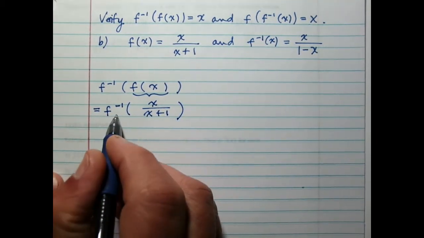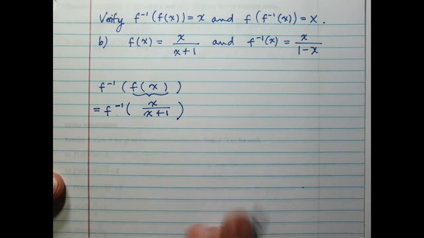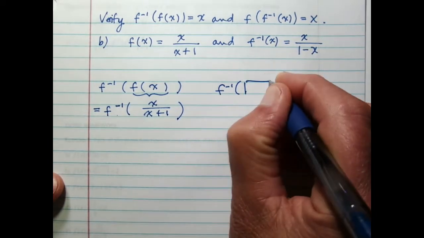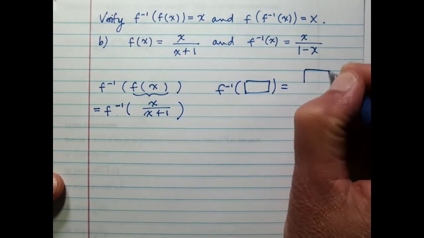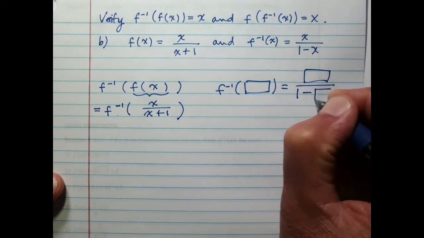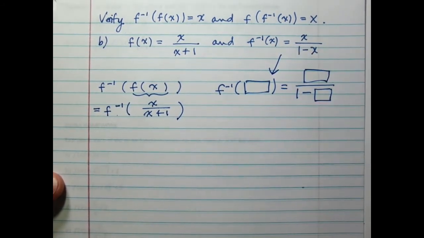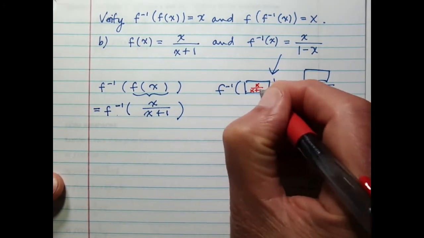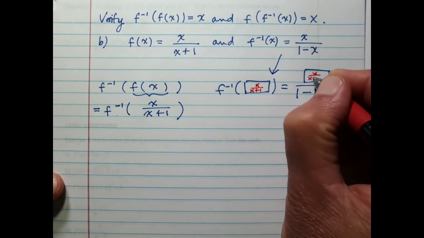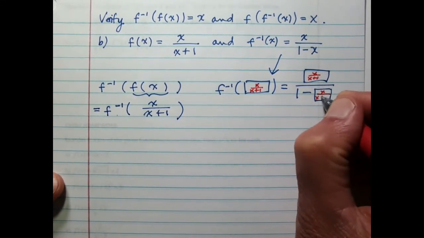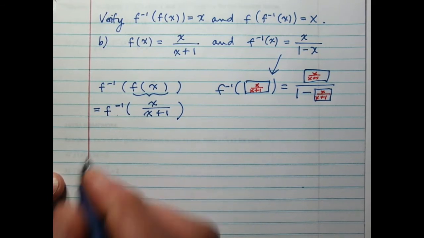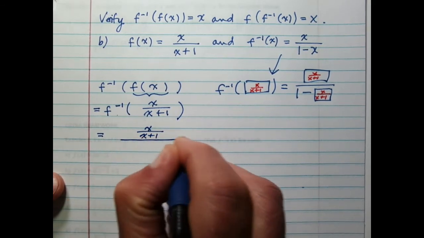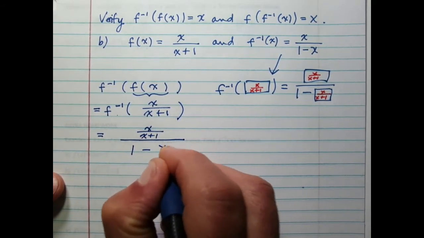And now I need to apply f inverse to this function. Now I am going to try to draw my box real big. There we go. So f inverse of box is box over 1 minus box. If this is an x over x plus 1, then this is an x over x plus 1, and this is an x over x plus 1. I got a big mess. I have a complex fraction. X over x plus 1 over 1 minus x over x plus 1.